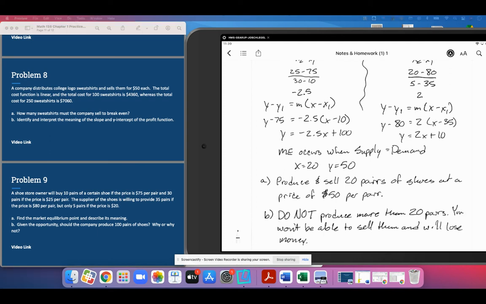So again, everyone, just kind of recapping part B, do not produce more than 20 pairs. You won't be able to sell them, and you will lose money.